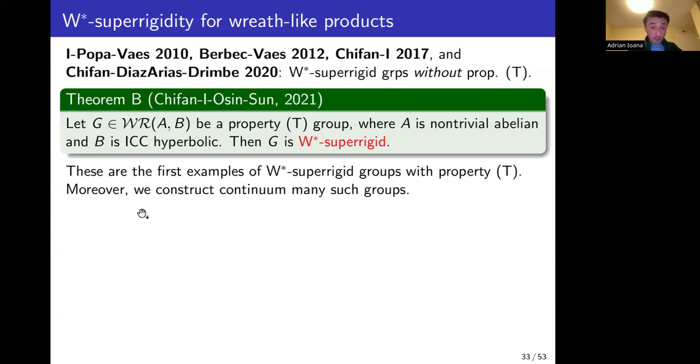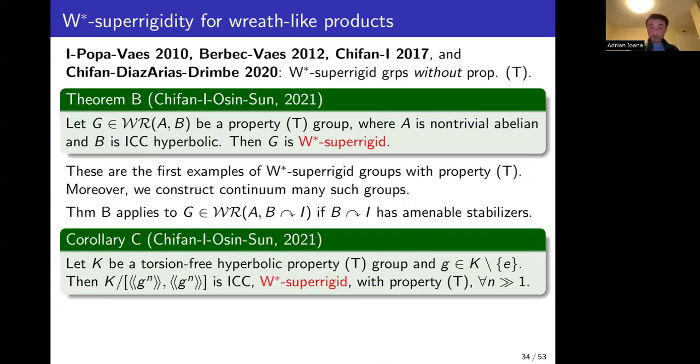And in fact, we showed that there are continuum many such groups. So there exists a continuum of property T groups, all of which are ICC, such that each group in that family is W star superrigid. And if you want some more specific examples, the thing to note is that our theorem B not only applies to regular Wreath-like products, but it applies to generalized Wreath-like products as well.